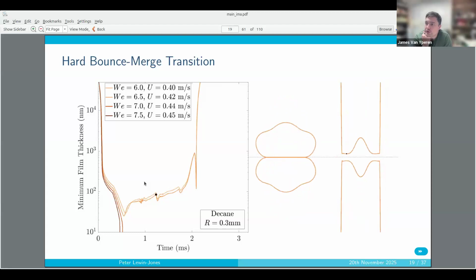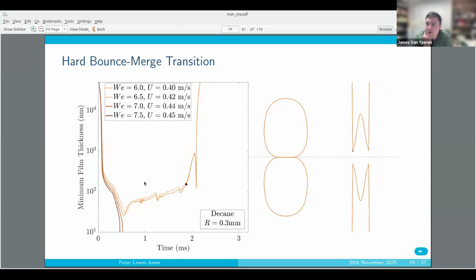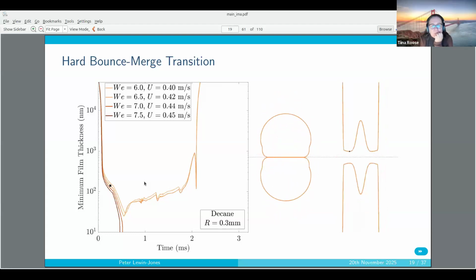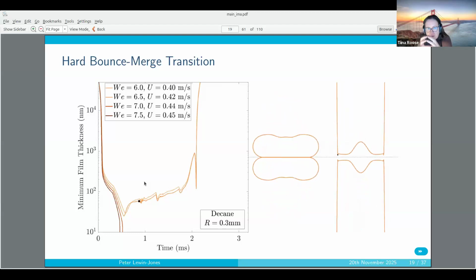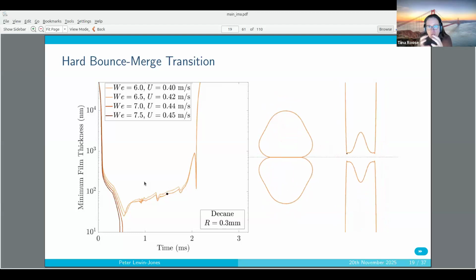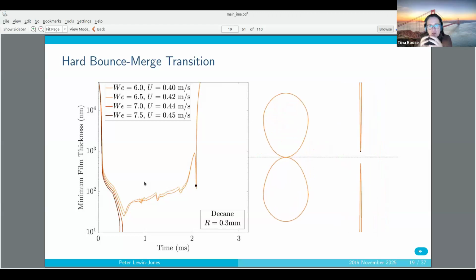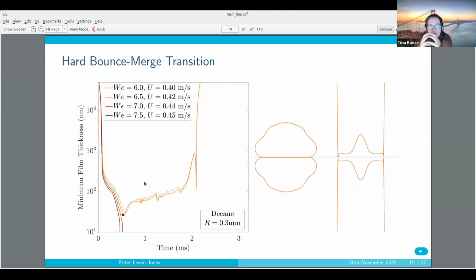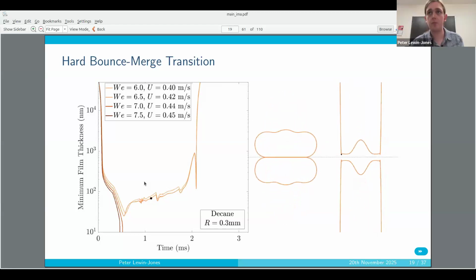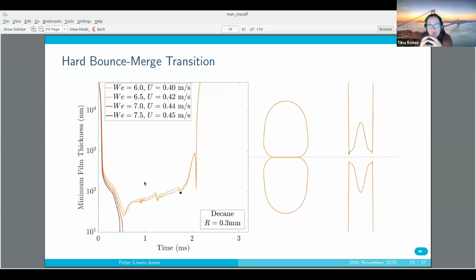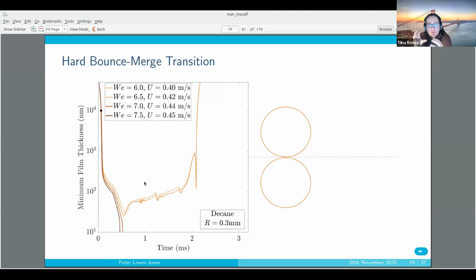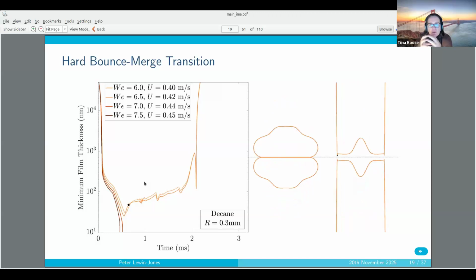So, audience, anyone, pop your hand up. I had a question about this. Your drops, as they approach each other, they start off as circular. Is that actually the shape at the terminal velocity of a droplet as it falls?